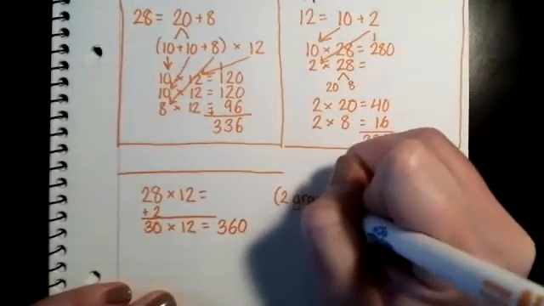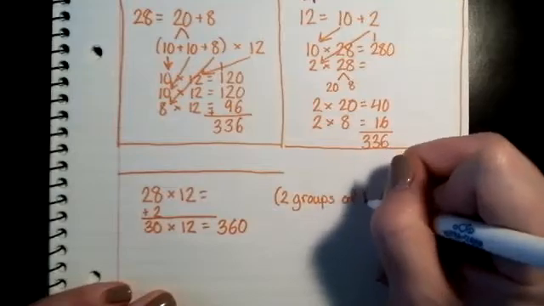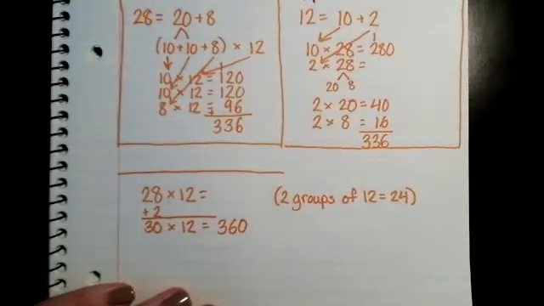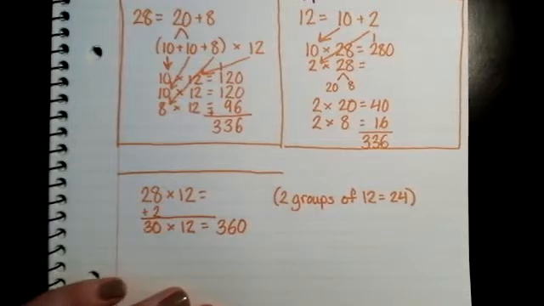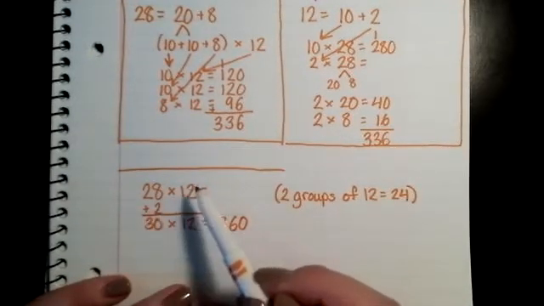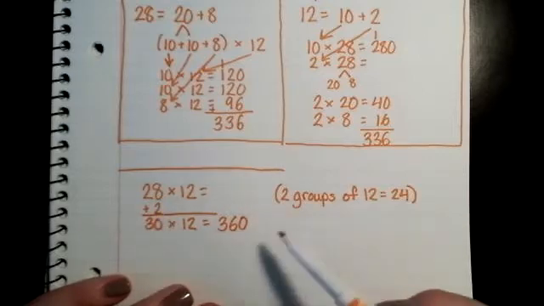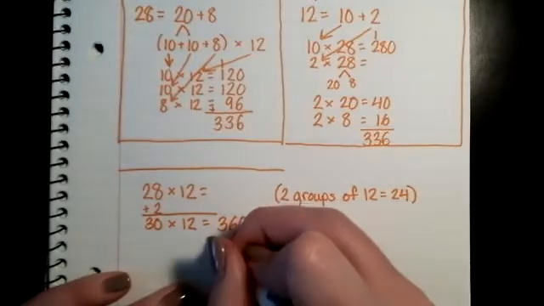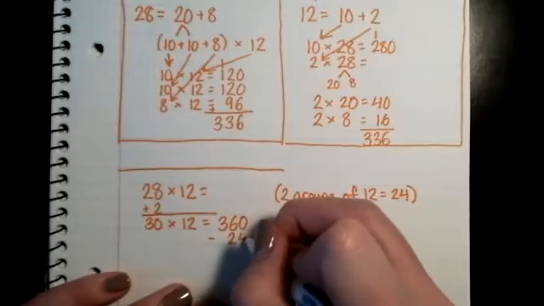2 groups of 12 is equal to 24. Okay, so that means I need to take away 24 because I added 24 here. My 2 groups of 12 is 24. All right, so I need to take away the 2 groups of 12, which is 24. So I'm going to do 360 minus 24.